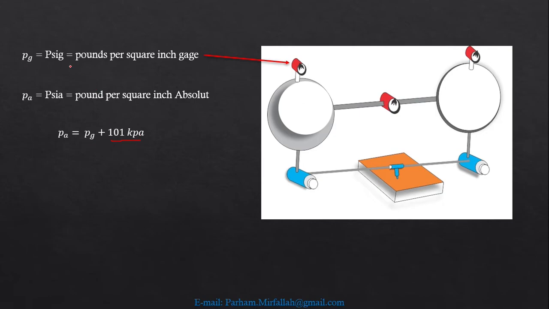So as we know, PSIG is pounds per square inch gauge. This is a gauge. As you see, this is a gauge. A gauge is like a watch that measures pressure inside or outside the system. You can understand how much the pressure is in your system or outside of your system. These devices we call the gauge. And PSIA is pounds per square inch absolute. This PSIA is equal to pounds per square inch gauge, the pressure that the gauge is showing us, plus 101 kPa or atmospheric pressure.